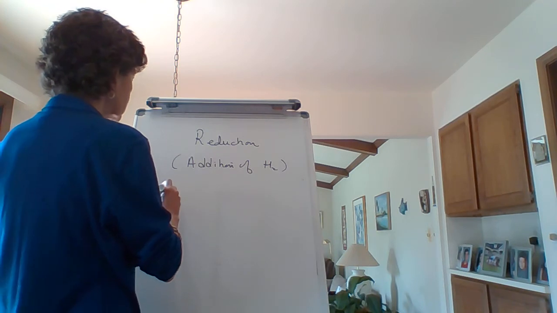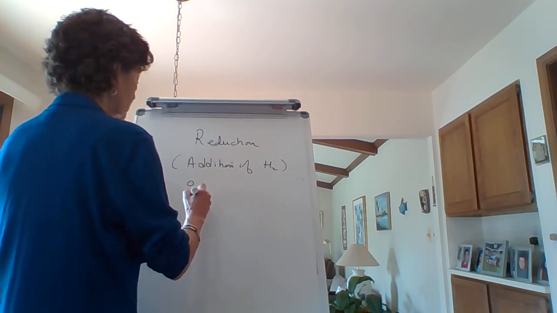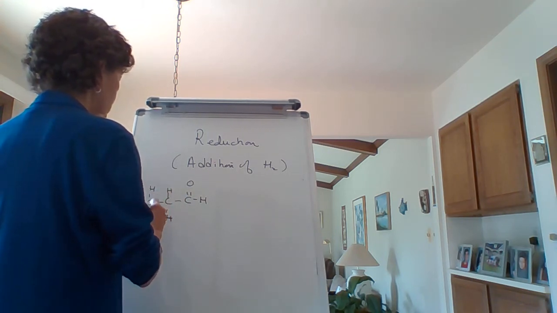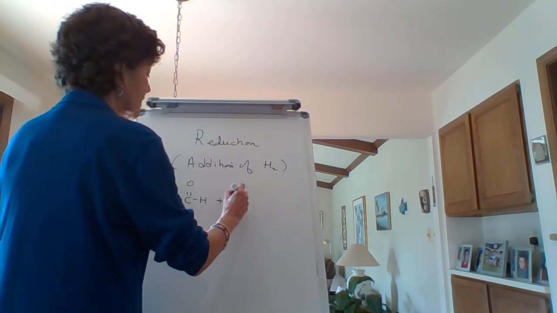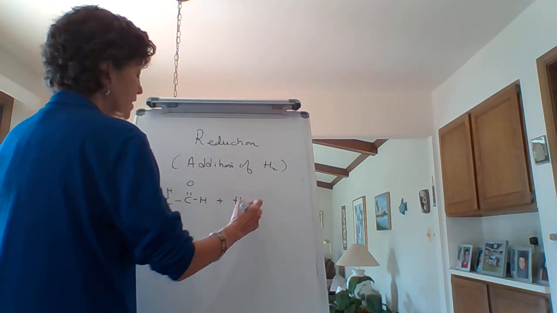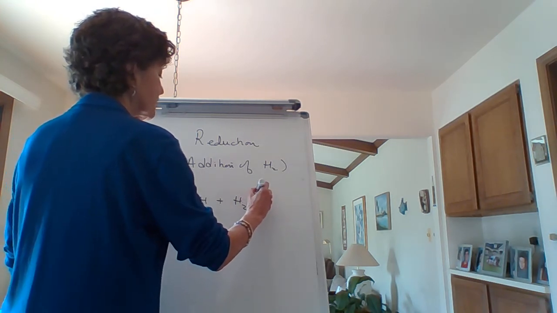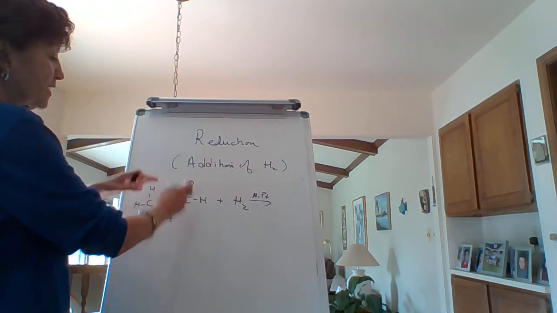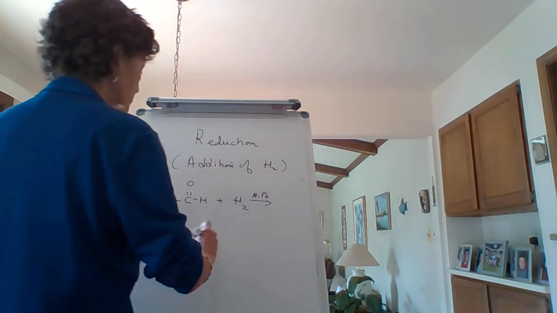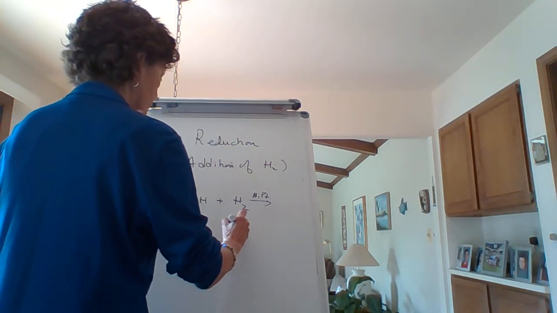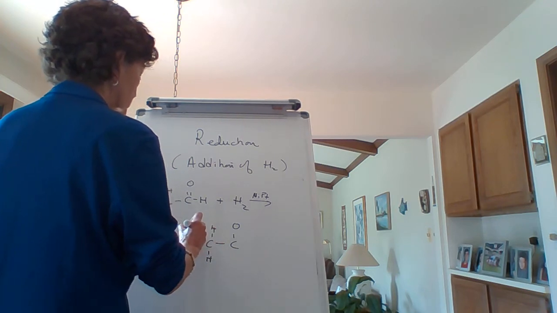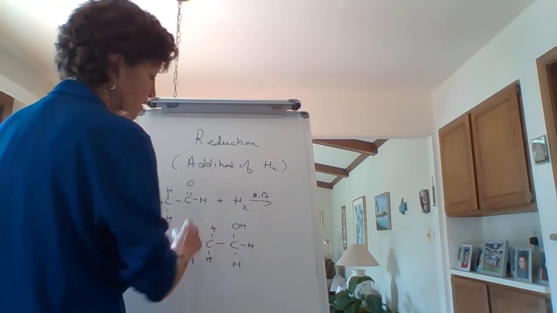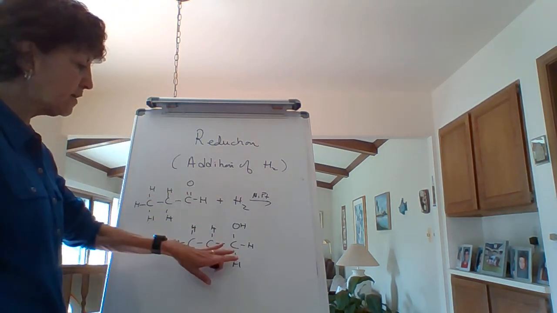So if you've got a propanal, and you have a reducing agent that has these hydrogens. Usually with the hydrogens, you'll have some type of nickel or platinum catalyst, a little bit of heat. What will happen? One hydrogen comes here, one hydrogen comes here. So the double bond is broken, H comes here, the other H comes here. Look what you did. You turned an aldehyde into an alcohol.